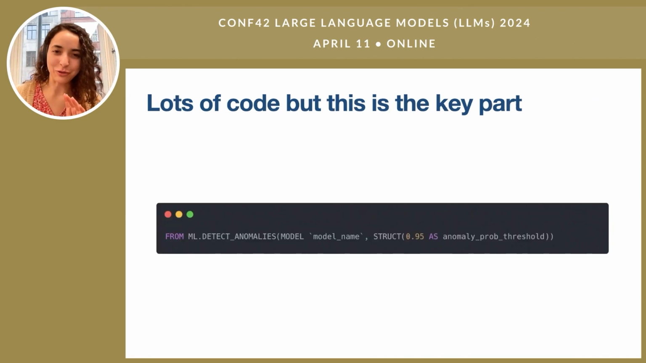So there's a lot of code. I'll have the links at the end for you to see the article, which has all of the code inside it. But this is the key part. You have ML.DETECT_ANOMALIES. You're going to give it the name of your model, and you're going to give it this threshold that you see at the end.